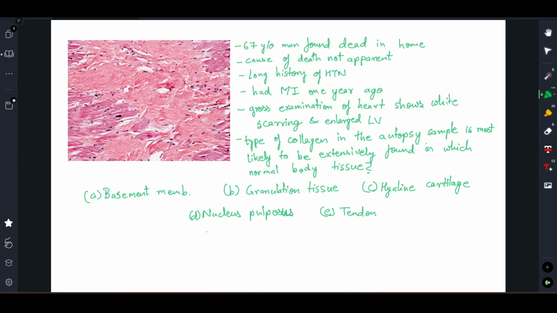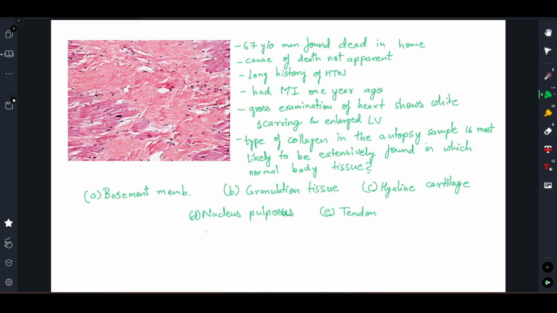Hello people, and today we will be discussing a case where we can see a 67-year-old man is found dead in his home and the cause of death is not apparent. He had a long history of hypertension, had a myocardial infarction 1 year ago, and the gross examination of the heart shows white scarring and an enlarged left ventricle.